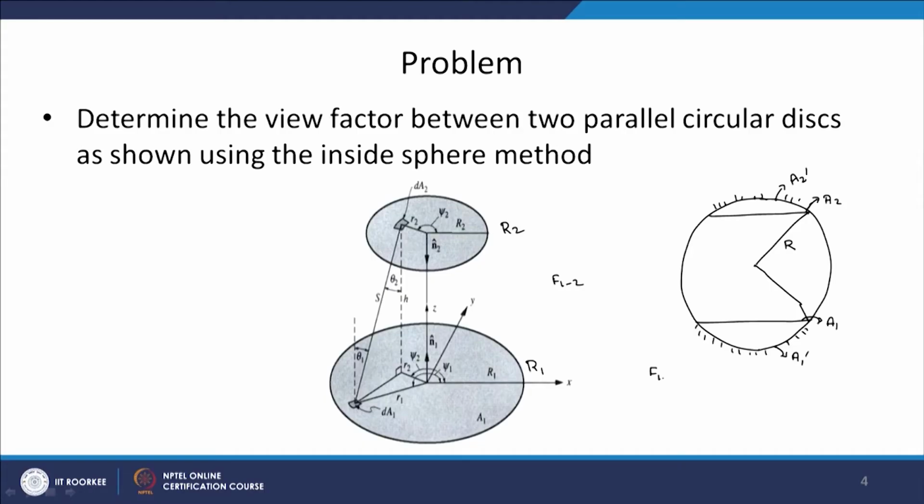One thing you should observe is that f1 to 2, that is the view factor from plate 1 to 2, is basically the same as f1 to 2 prime. All the radiation emitted by surface 1 and falling on surface 2 will actually go to surface 2 prime also. And similarly, we can also write f21 is equal to f21 prime, just by similar arguments.